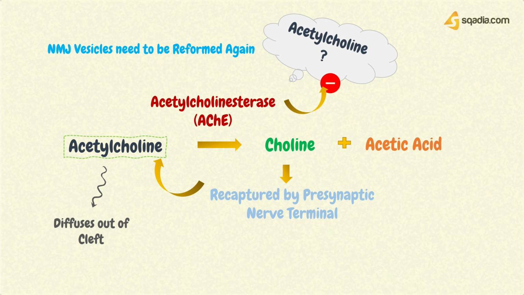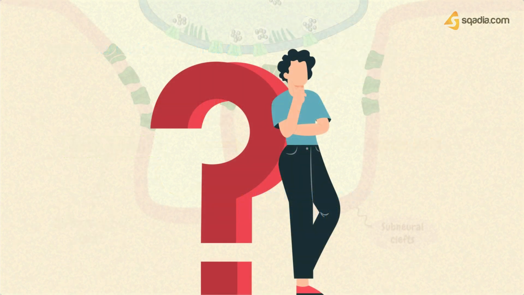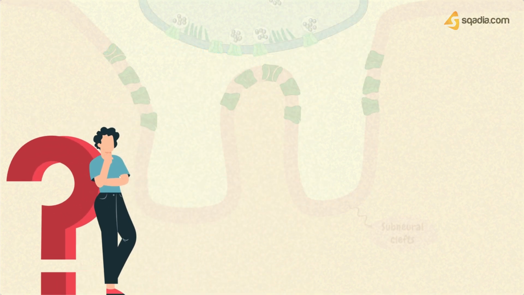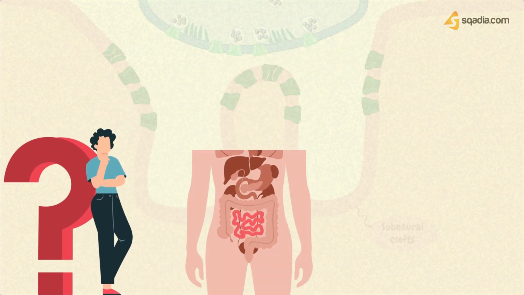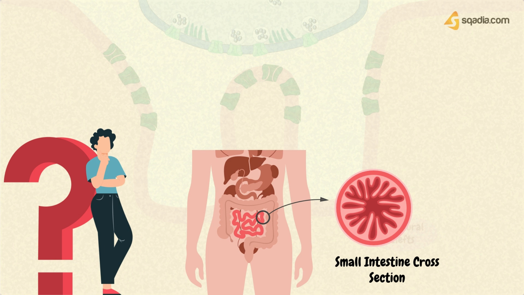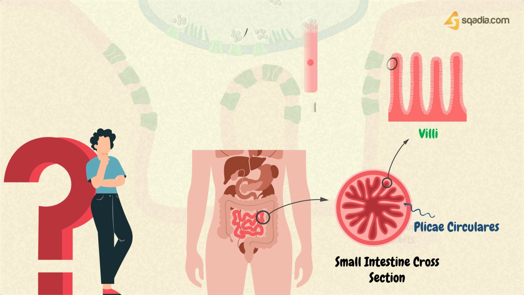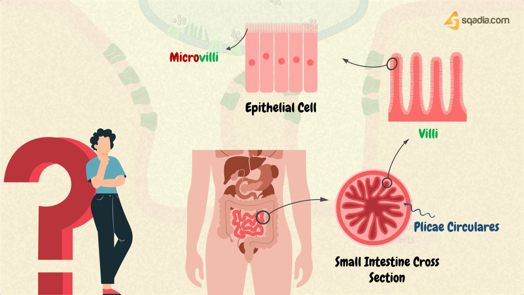That's it for the neuromuscular junction, but before we finish, let me answer the question. The inner wall of the small intestine is covered by numerous folds of mucous membrane called plica circularis. The surface of these folds contains tiny projections called villi and microvilli, which further increase the total surface area for absorption of nutrients.